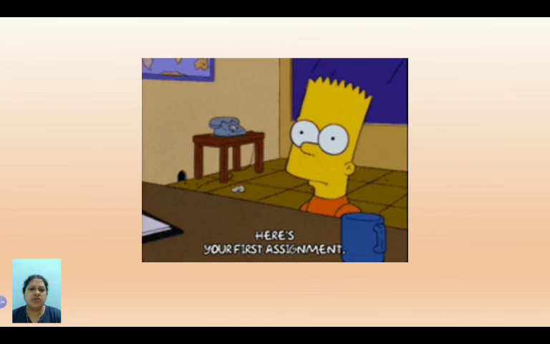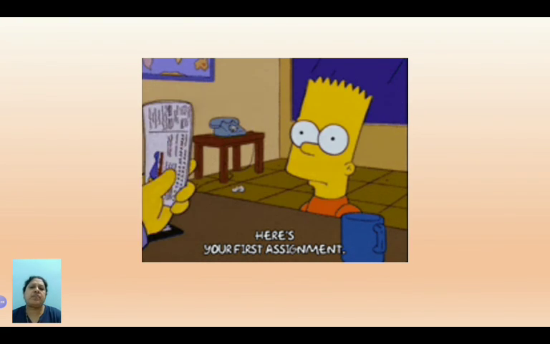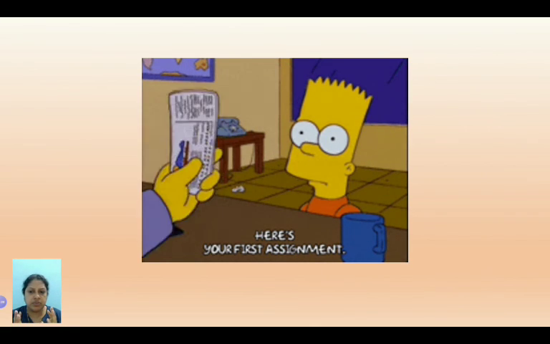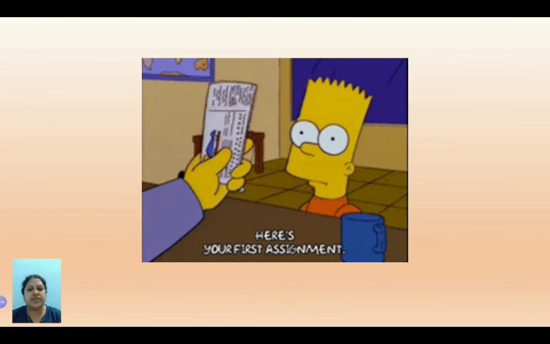Now, here is your assignment. What you have to do is go through the lesson properly and study about the four different types of mushroom. Write notes on that and draw diagrams wherever necessary.